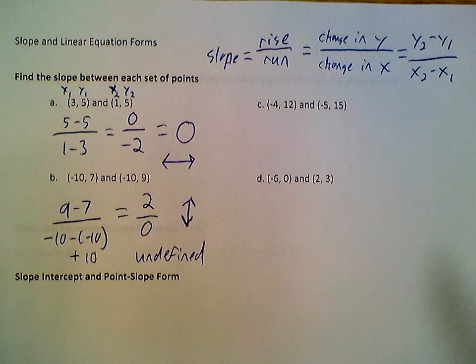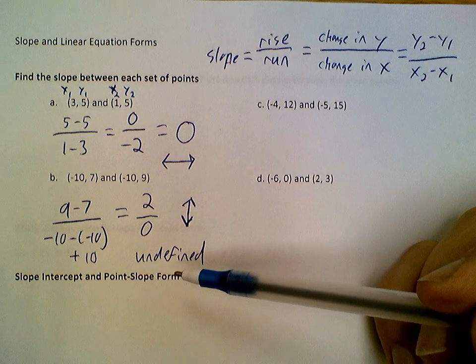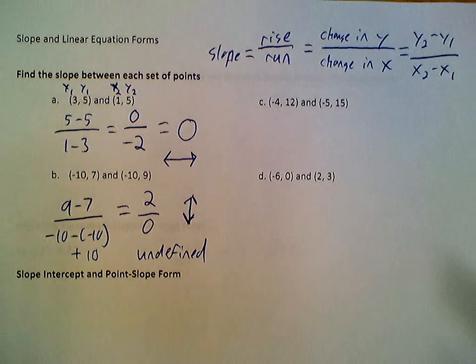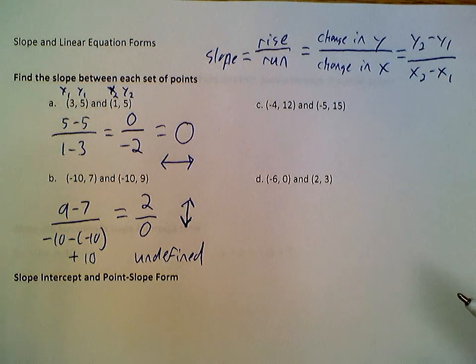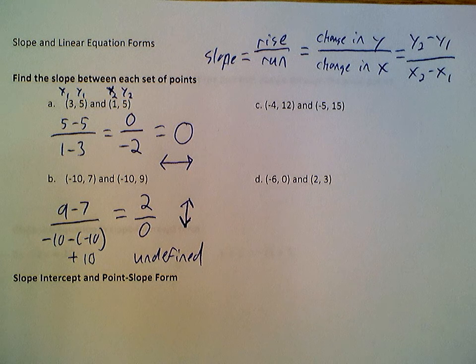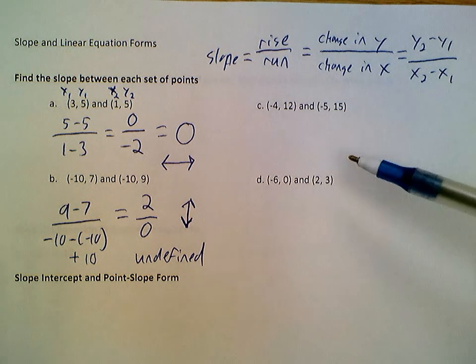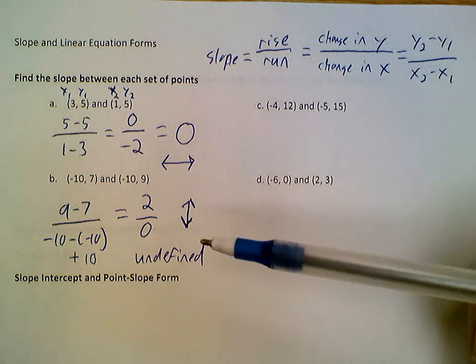Okay, so be careful. 0 divided by a number is 0, but a number divided by 0 is undefined. They're not the same thing. They are different. Okay, so if the answer is 0 and you put undefined or vice versa, you're going to get it wrong. All right, so let's look over here. C and D are going to be non-special cases. I'm going to get an actual answer that's not 0 or undefined for both of these.